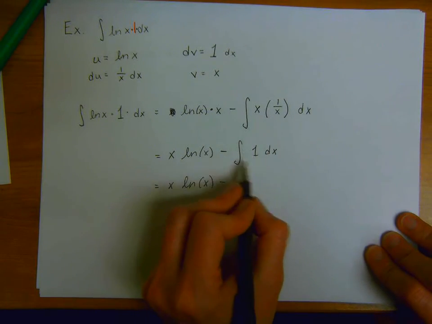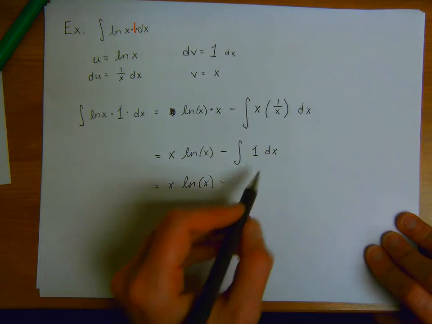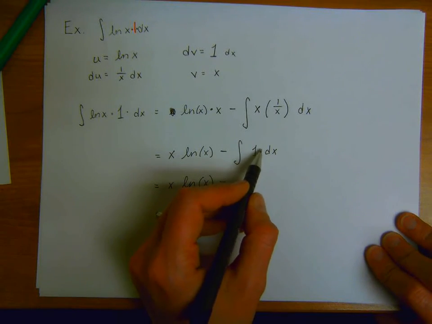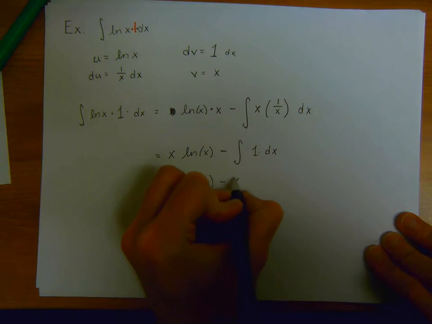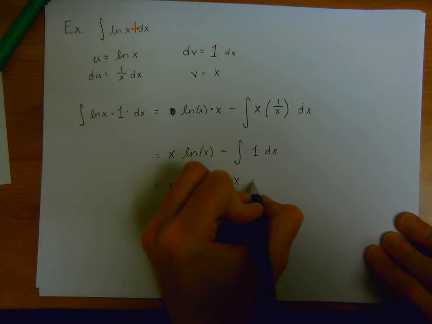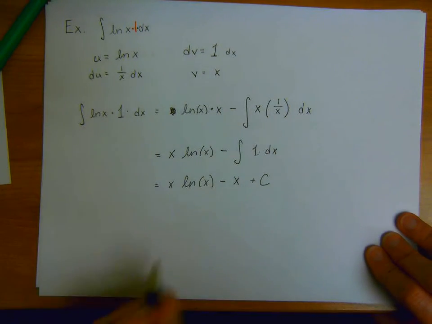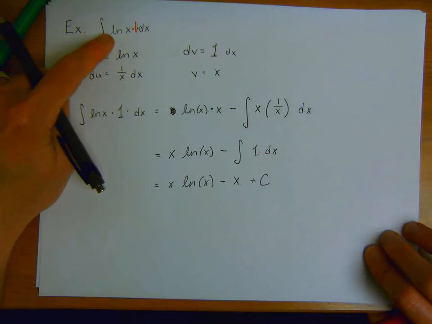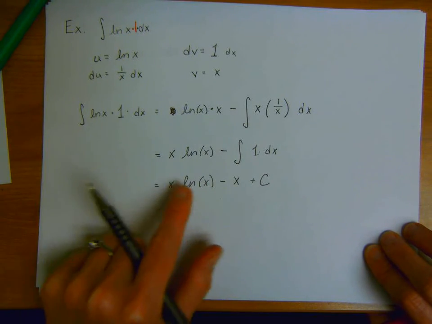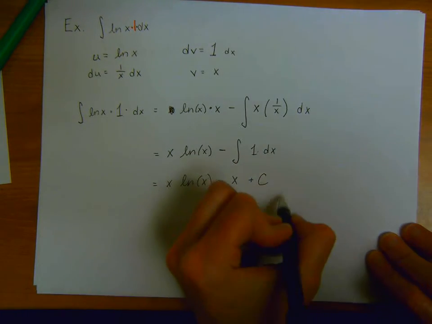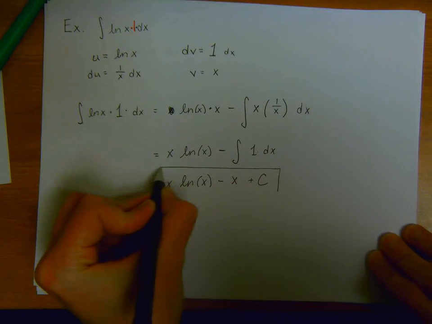What's the integral of 1? The antiderivative of 1. You can use power rule. You can think of this as x to the 0. It gets raised up and becomes x plus c. And that's our answer, that the integral of natural log of x is x ln x minus x plus c.